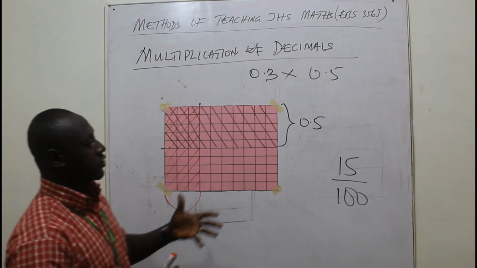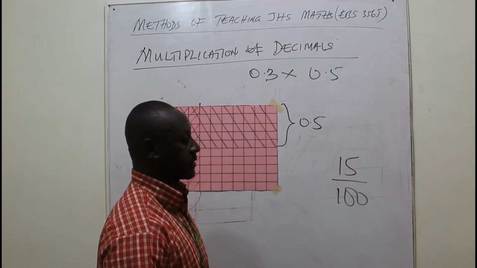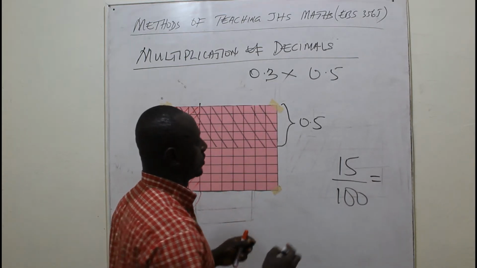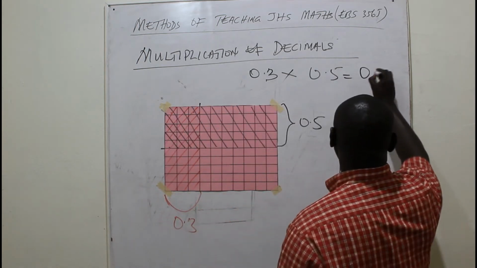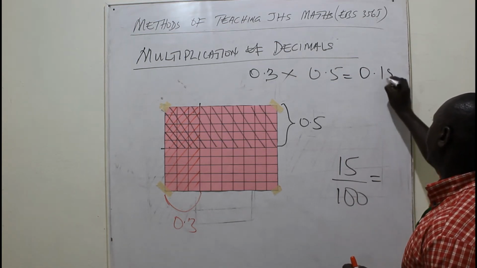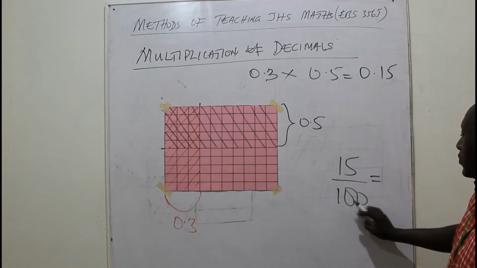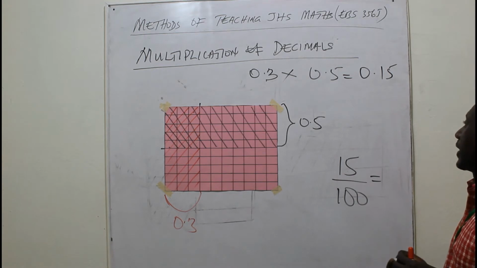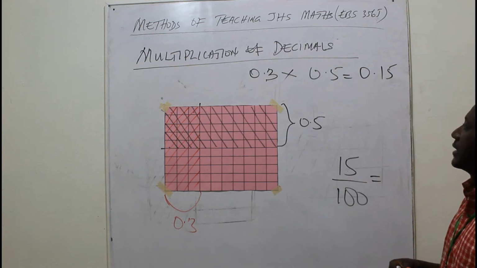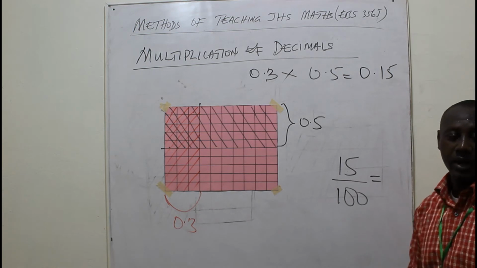And so, we want to convert 15 divided by 100 into decimals. And this, we know, is going to give you 0.15. How are you going to get this? 1, 2. 2 of the zeros there. And that is going to give you 0.15. And this you will know. And so it means that 0.3 times 0.5 is equal to 0.15.